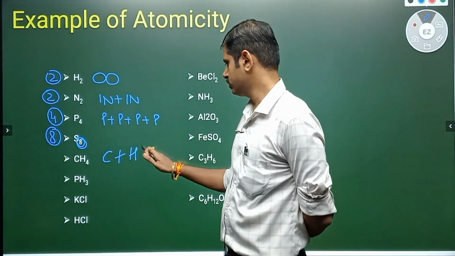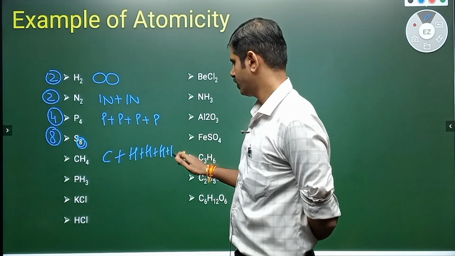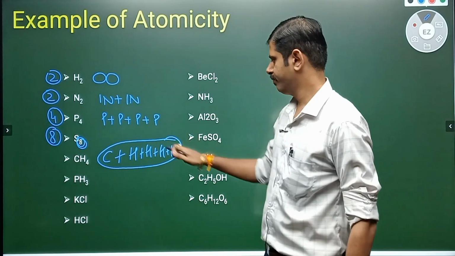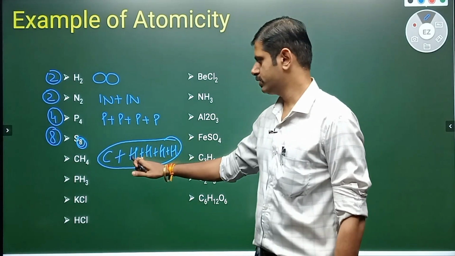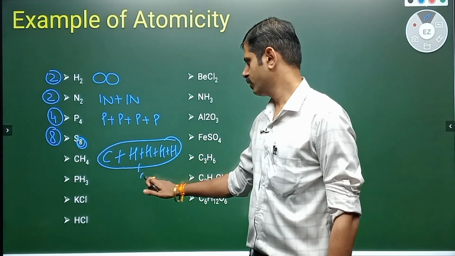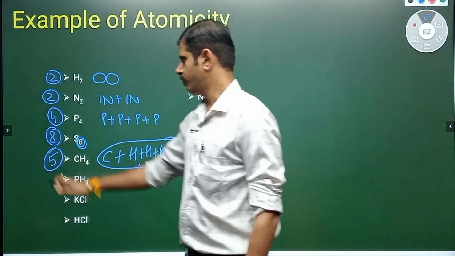So this is hydrogen, this is hydrogen, this is hydrogen, this is hydrogen. So here it is. What is atomicity? Atomicity is 1 plus 1 plus 1 plus 1 plus 1. It is 5. So for CH4 we are having an atomicity of 5.